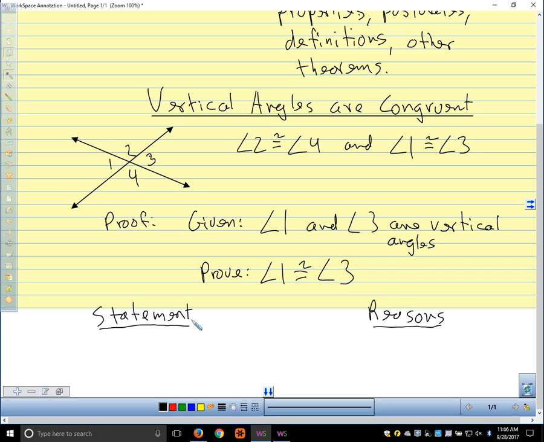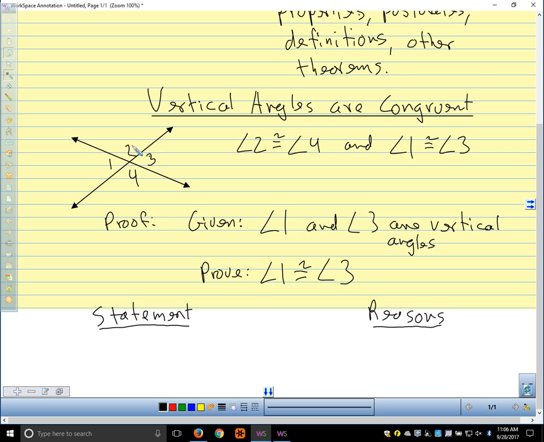Before I start writing things down, it's always a good idea when you're working with a proof to think of the big picture. So I'm interested in angle 1 and angle 3. Well, what do we know about angle 1 and 2? What kind of angles are those? They're supplementary, and we gave them a special name. They're two angles that make a line, a linear pair. 1 and 2 are a linear pair. How about 2 and 3? Aren't they the same thing?